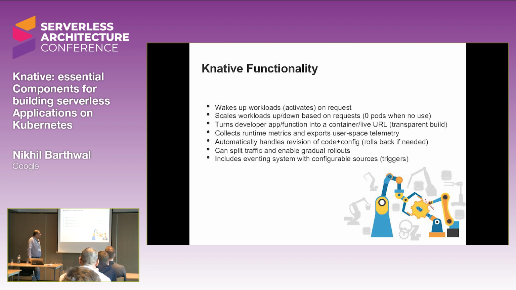That's one thing. It turns developers' app functions into containers. It collects runtime metrics and exposes them, because that aspect comes basically from Kubernetes and Istio, but you have a whole ops side to it, metrics and telemetry, and it automatically handles revision and code config. So now in eventing, it's basically kind of immutable.